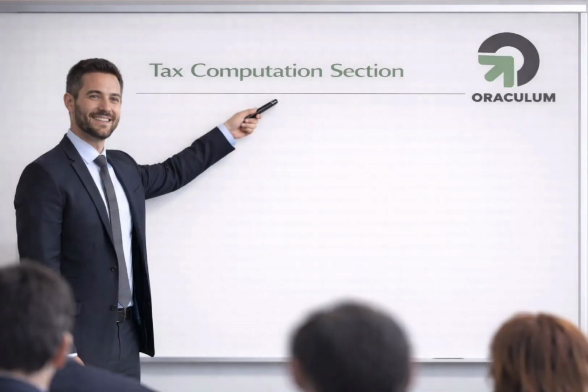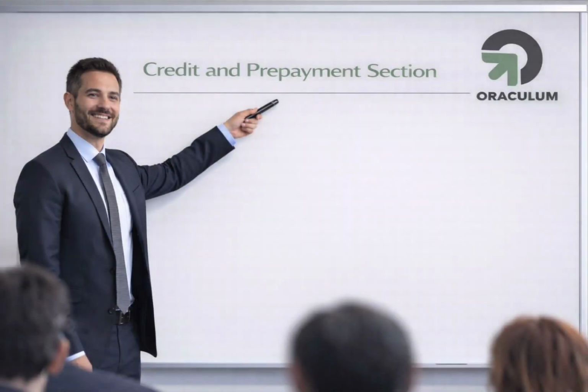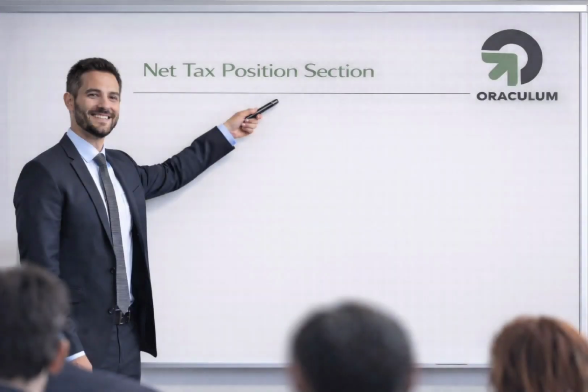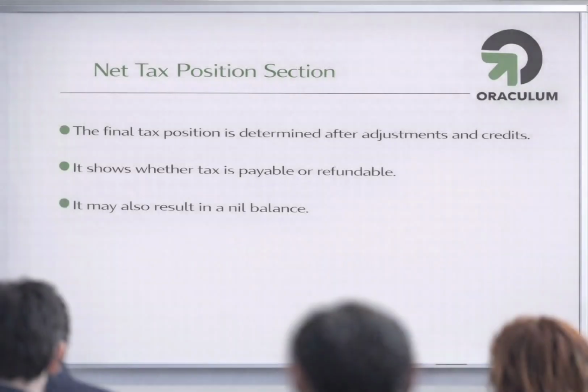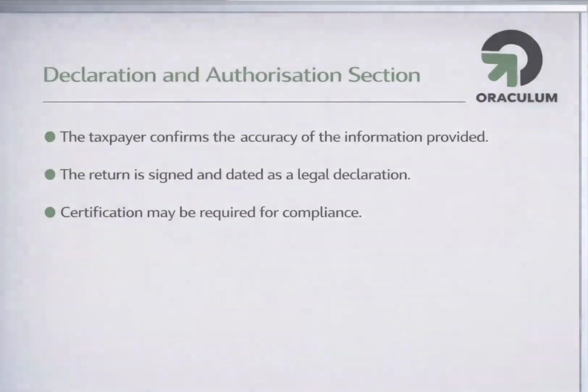Tax Computation Section. This section calculates taxable income and applies relevant tax rates to determine gross liability. Credit and Prepayment Section. This section accounts for advance tax payments, withholding taxes, and eligible credits. Net Tax Position Section. This section determines whether tax is payable, refundable, or balanced. Declaration and Authorization Section. This section confirms accuracy through signature, date, and certification where required.